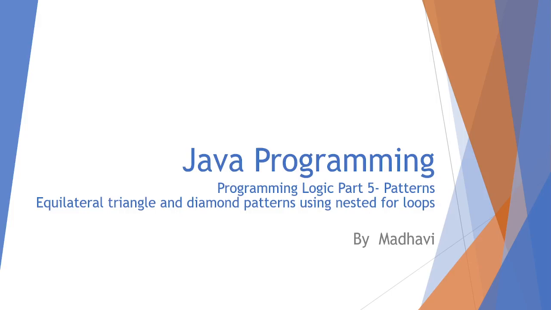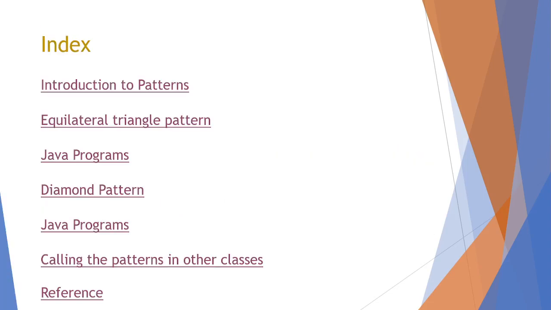In this video, I'll be explaining the equilateral triangle and diamond patterns using nested for loops. Let's see the contents: introduction to patterns, equilateral triangle pattern with its dry run, dry run of the diamond pattern, and calling the patterns in other classes. Let's start.